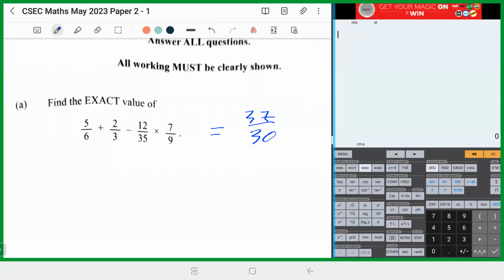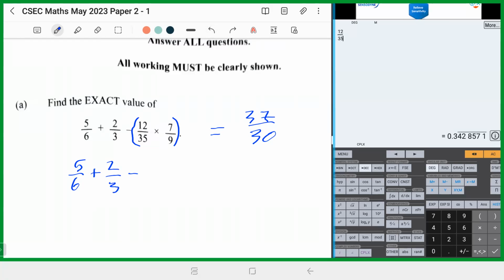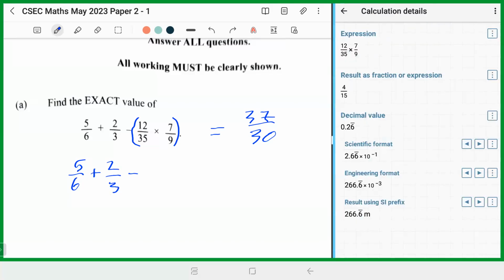And I'm going to demonstrate that I'm using the BODMAS system. And so I'm going to work out the multiplication here first, right here. And so let me work that out first. So it will become 5 over 6 plus 2 over 3 minus, I'm going to show what this is. So that would be the 12 over 35 times 7 over 9. That would be a fraction. I still can use my calculator, but I'm showing that I'm using the correct sequence. This is 4 over 15.